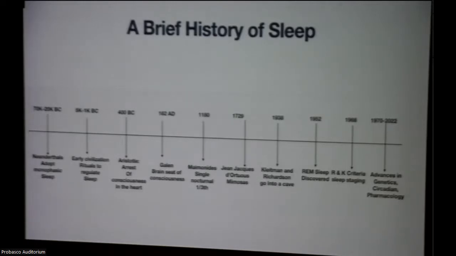In 1952, I think EEG was invented in 1924. By 1952, Kleitman and one of his trainees, William Dement, made some observations and EEG correlations that led to the discovery and description of REM sleep, both by observational as well as polysomnographic criteria. The R&K criteria are the criteria that were developed in 1968, and they have been slightly changed since, but these are the criteria that we use for sleep staging.